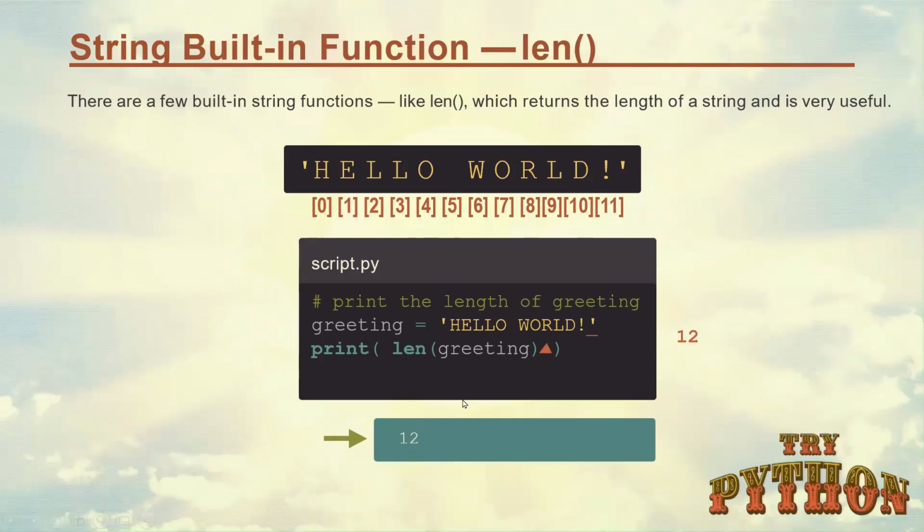Okay. All right. So length is the third function that we are discussing today. First is int, second is string str, third is len, length. Length function will tell you how many characters are there in the string. So in this case, I have 12 characters, so it is showing me 12.